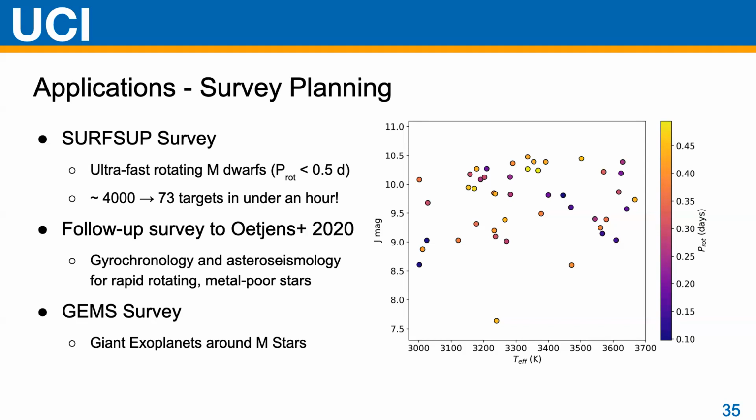I've used this for the SURFSUP program, which is looking at ultra-fast rotating M-dwarfs with periods less than 5 days. I've used this to help with some metallicity follow-up surveys. And currently, I'm working with the team working on the GEM survey, which is searching for giant exoplanets around M-stars, to help tune their target selection.